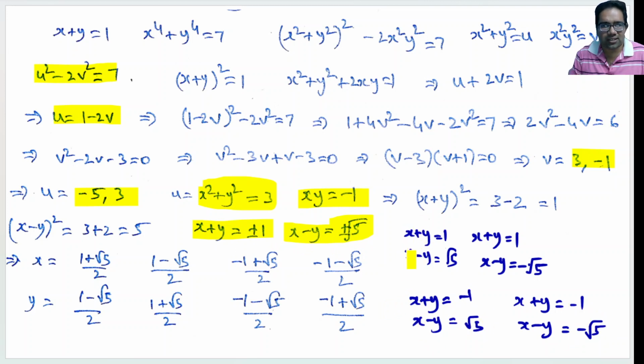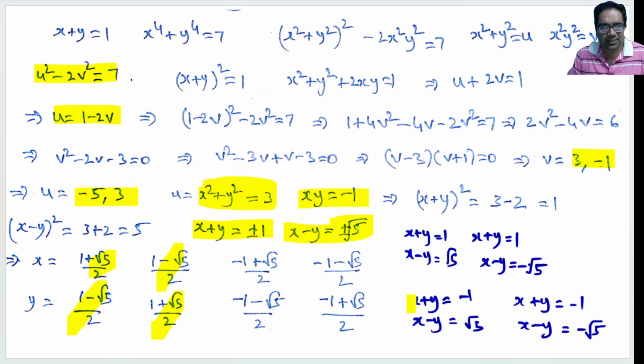If you solve these two equations, right? If you add these two, 2x becomes 1 plus root 5, x becomes 1 plus root 5 by 2. That is the first one. Right? If x is 1 plus root 5 by 2, what is y? y is 1 minus x. So 1 minus 1 plus root 5 by 2 becomes 1 minus root 5 by 2. So for the first equation, we are getting these two solutions. Now in this case, 2x becomes 1 minus root 5, x becomes 1 minus root 5 by 2, and y is still 1 minus x. So 1 minus this becomes 1 plus root 5 by 2.